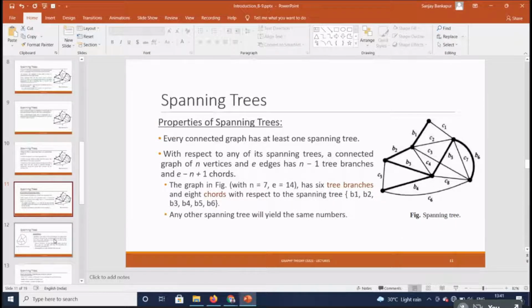Some of the properties of spanning trees are actually theorems, but I will just consider them as properties. Every connected graph has at least one spanning tree. If the graph is disconnected, there is no point in a spanning tree. There is no connectivity from one vertex to another. It can have a tree, but it can't be a spanning tree because all vertices should be covered.